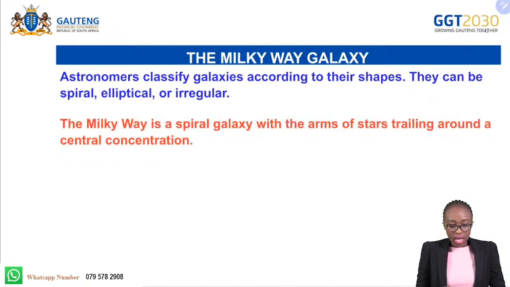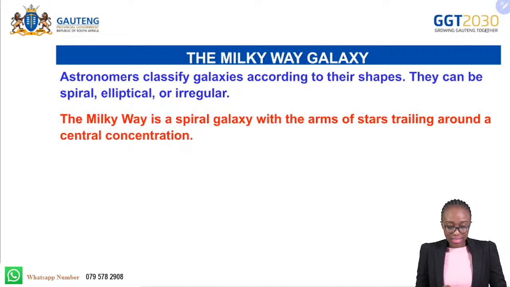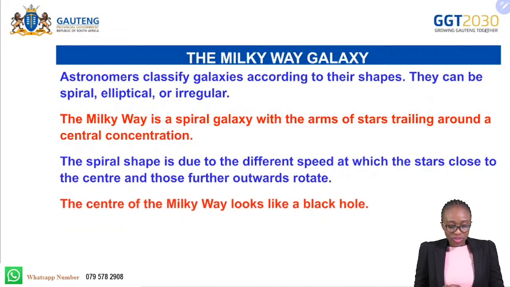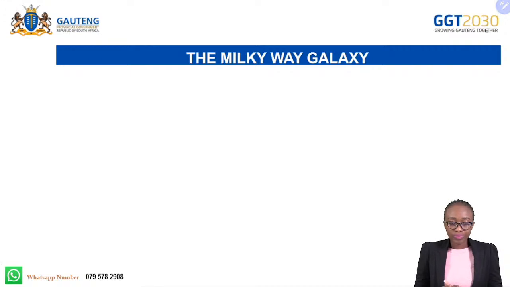The Milky Way is a galaxy with arms of stars trailing around a central concentration. This results in a spiral shape. The spiral shape is due to the different speeds at which the stars close to the center and those further outwards rotate. That is what causes the spiral shape of the Milky Way galaxy. The center of the Milky Way galaxy looks like a black hole.